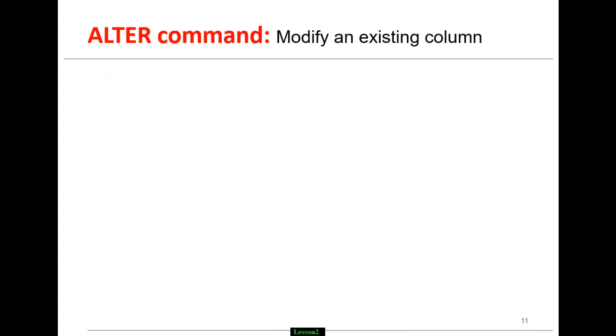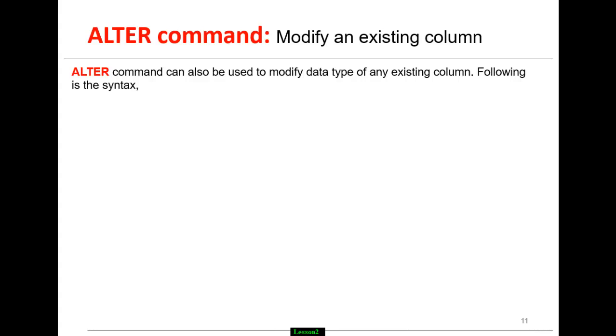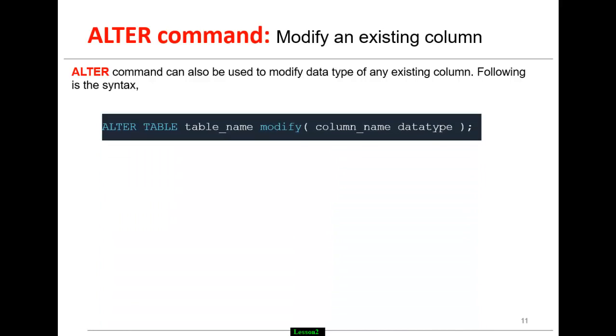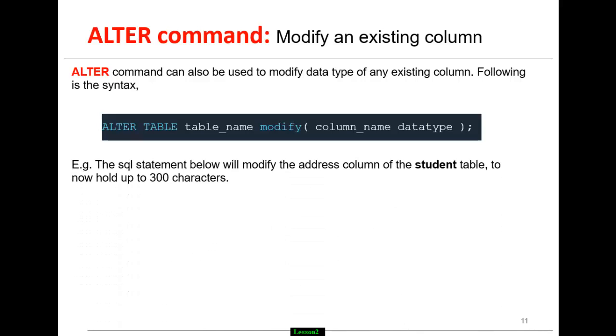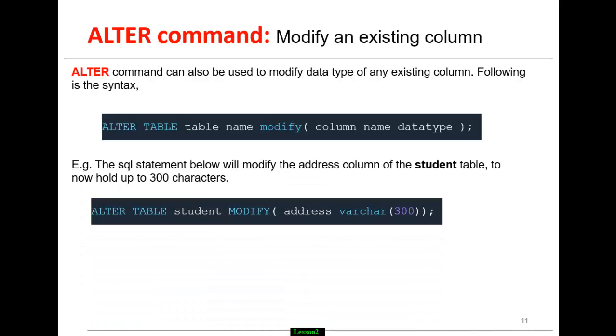Modify an existing column. Alter command can also be used to modify data type of an existing column. Following is the syntax. For example, the SQL statement below will modify the address column of the student table to now hold up to 300 characters. Remember we added a new column address in the beginning.